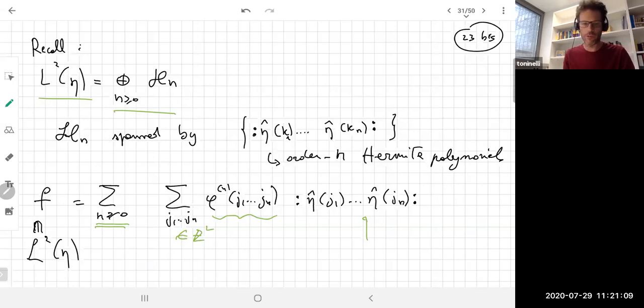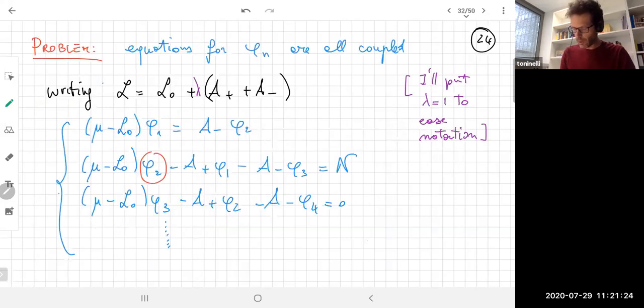Okay, so this is the general decomposition. Of course, if you want the function to be in L2, these kernels will have to decay well in n and also in j, so that everything is square summable. Okay, so this was just a small reminder of this decomposition. All right, so as I was saying, the equation for phi is actually an infinite system of equations.